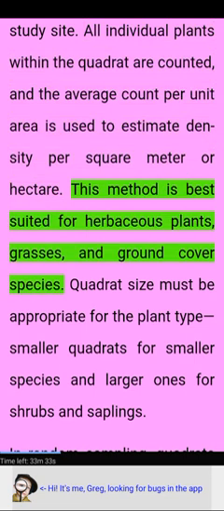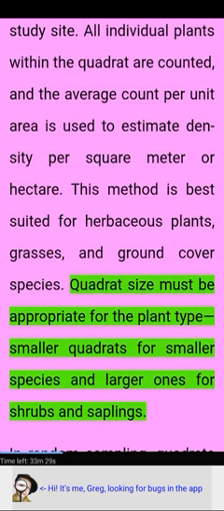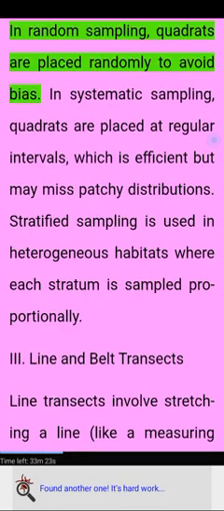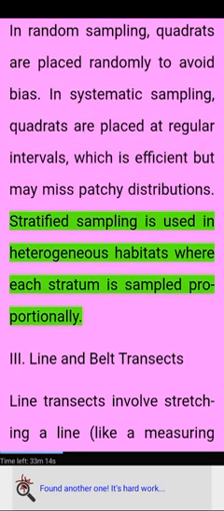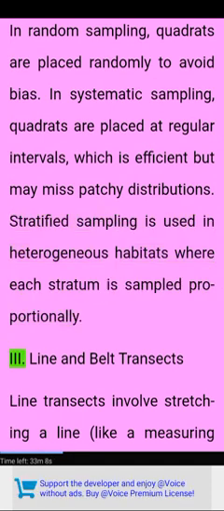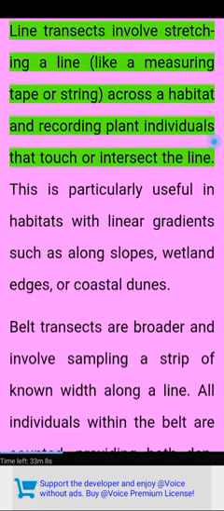This method is best suited for herbaceous plants, grasses, and ground cover species. Quadrat size must be appropriate for the plant type, smaller quadrats for smaller species and larger ones for shrubs and saplings. In random sampling, quadrats are placed randomly to avoid bias. In systematic sampling, quadrats are placed at regular intervals, which is efficient but may miss patchy distributions. Stratified sampling is used in heterogeneous habitats where each stratum is sampled proportionally. 3. Line and belt transects.